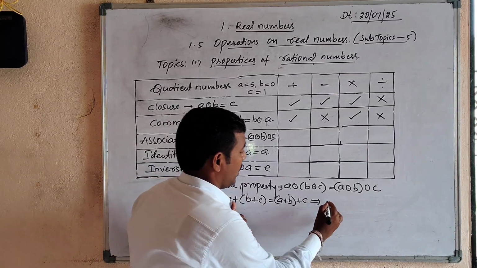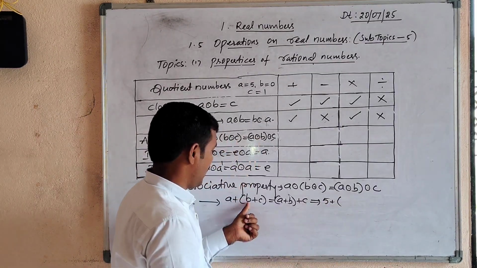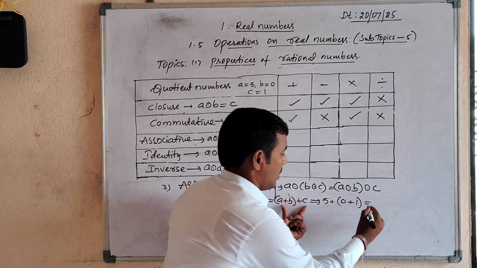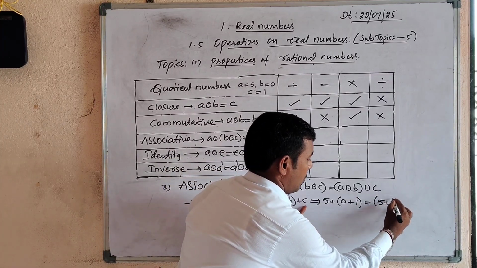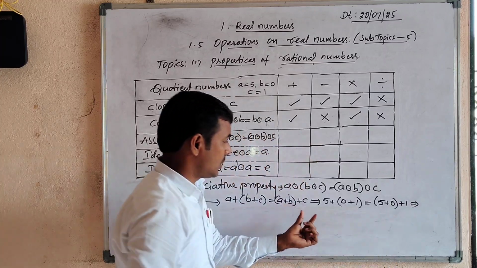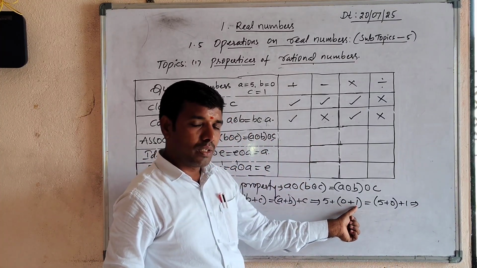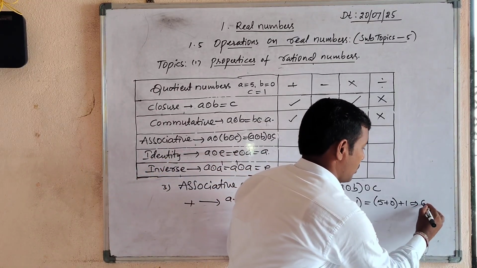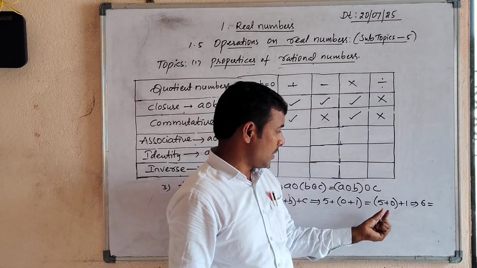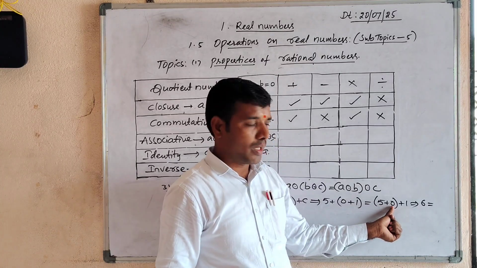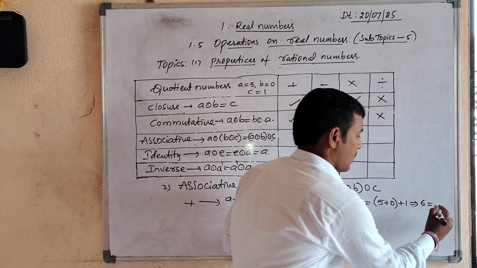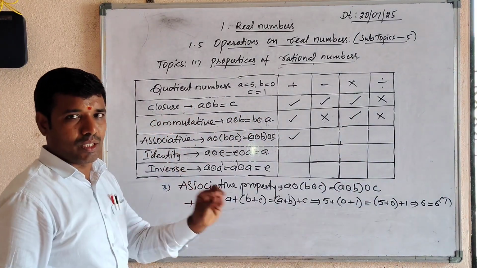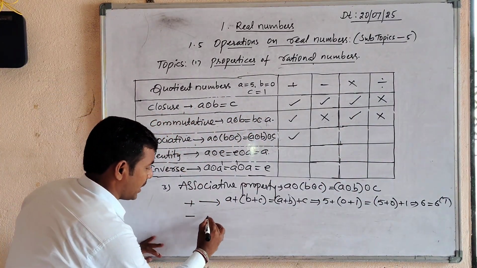A value 5 plus (B value 0, C value 1), which is equal to (5 + 0) + 1. Left side: 0 plus 1 is 1, 1 plus 5 is 6. Left side 6. Right side: 5 plus 0 is 5, plus 1 is 6. What happened? We got the same answer on the right side. Okay? Very simple.